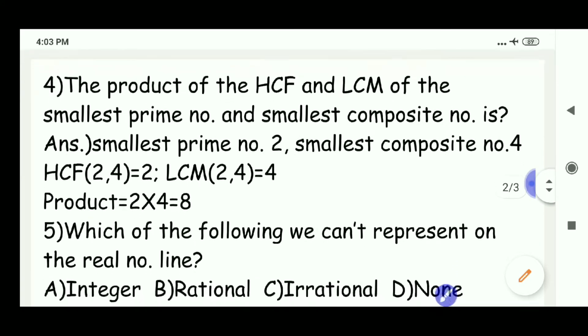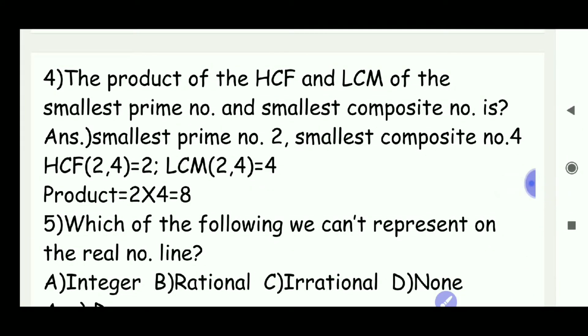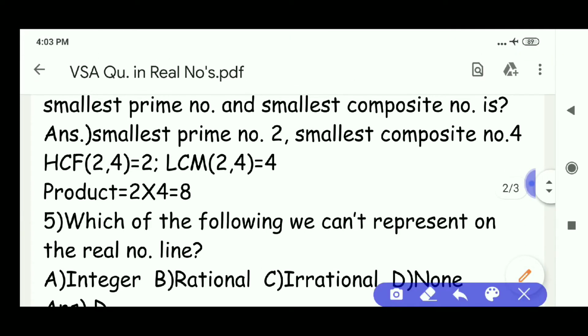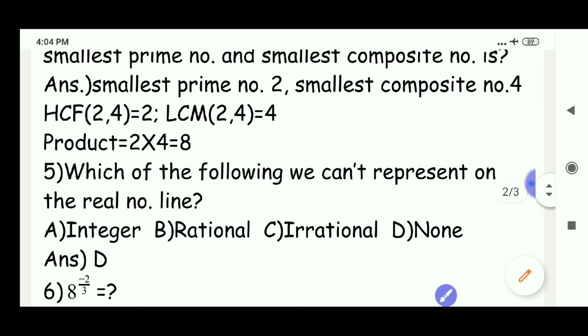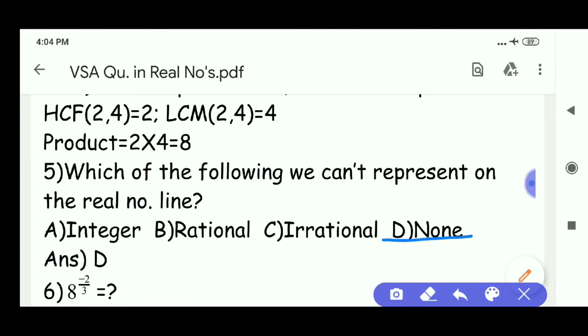The fifth question: which of the following can't we represent on the real number line? A, integers. B, rationals. C, irrationals. D, none. Integers are real numbers. Rational numbers are real numbers. Irrational numbers are also real numbers. So, here the answer is D, that is none. Next question.